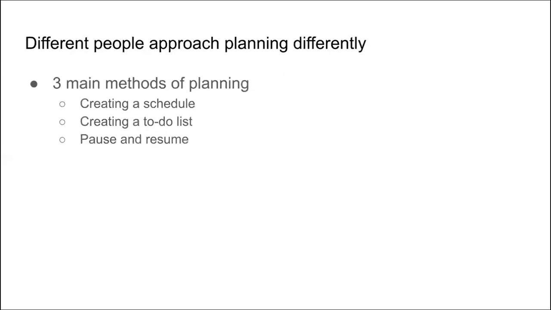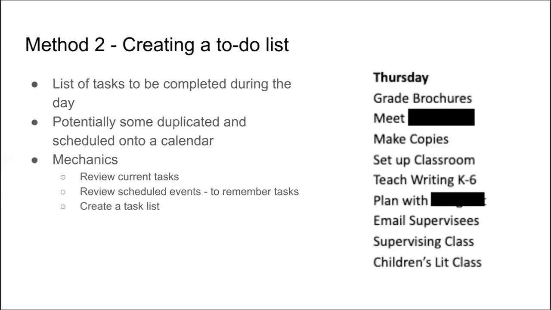The main methods of planning we observed were creating a schedule, creating a to-do list, and pausing and resuming. These are described in more detail in the full paper, but I'll briefly discuss the second, creating a to-do list. For each method, we paid particular attention to the end format of the plan and what steps participants took to create it. In the case of creating a to-do list, we observed participants review their current tasks in sources such as existing to-do lists, email, or their memory, review scheduled events to remember related tasks they needed to complete, and then create a new to-do list of task items to complete for the given day. The end format is something like what you see on the right there.